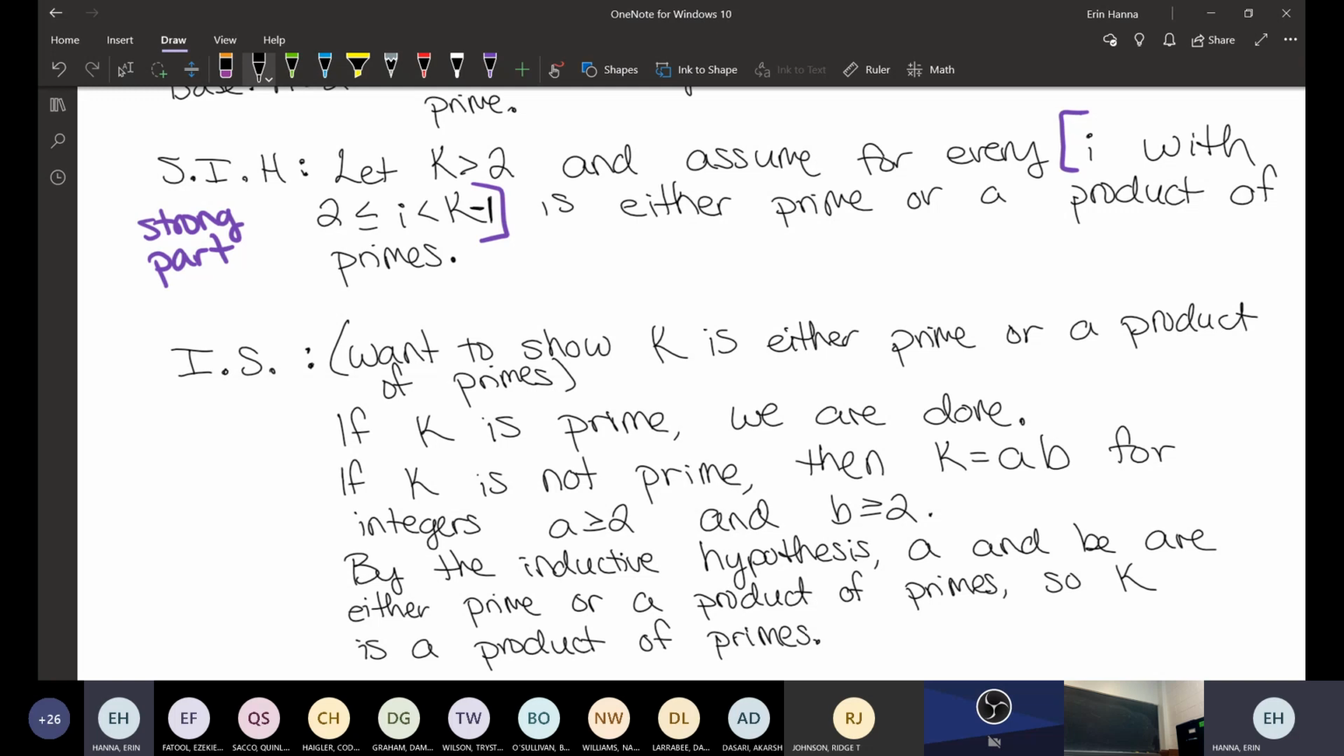We needed to assume everything between 2 and K minus 1, specifically because we need to consider for absolutely any A that we get here and any B that we get here that it'll work for. So that's why we needed this extra strong piece in here, to be able to say that no matter what A is, no matter what B is, since they're less than K minus 1, since they're greater than 2, our inductive hypothesis holds.